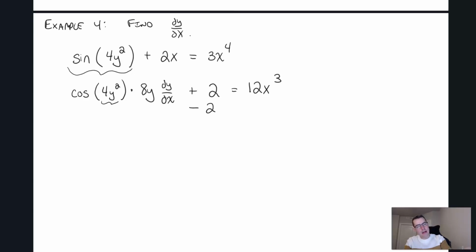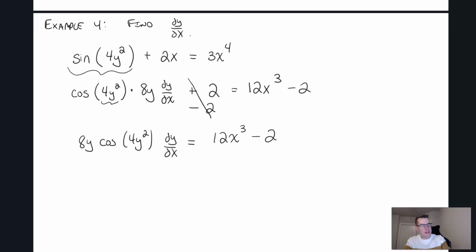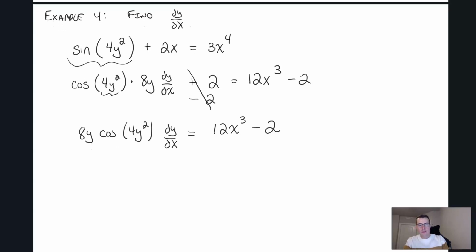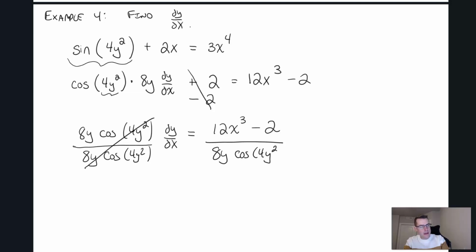So I'd simply subtract 2 from both sides. And we end up here with 8y cosine of 4y squared times dy/dx is equal to 12x cubed minus 2. Okay, so then lastly here, we would simply divide by 8y cosine of 4y squared.